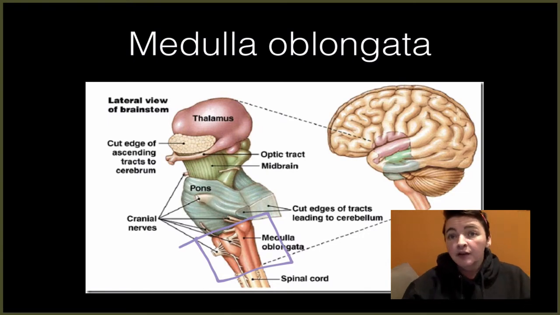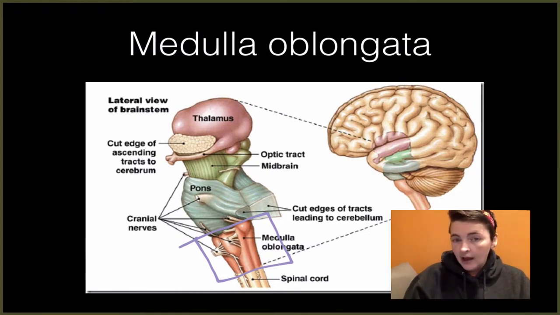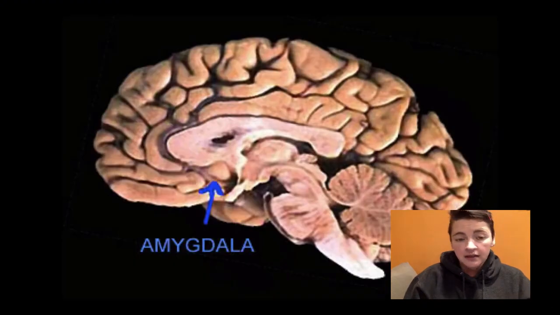Mistakenly, in the movie Waterboy, the professor says that the medulla oblongata has to do with anger, and that actually is not true. Anger is centered in the amygdala, and that's where the amygdala would be within the brain.